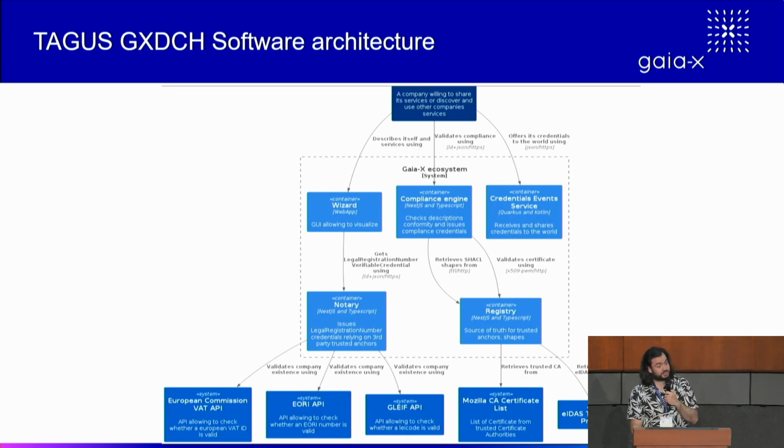Some software architecture. I'm speaking a lot on slides and everything, but we do have software running, and that's the current state of the architecture for Tagus. So we do have those three mandatory components: the compliance engine, the notary, and the registry. We have this optional wizard that you can run for yourself if you want. And we have the credential event service. That is a means that the association provides to allow you to share your credentials. We had nothing. We have this thing now.